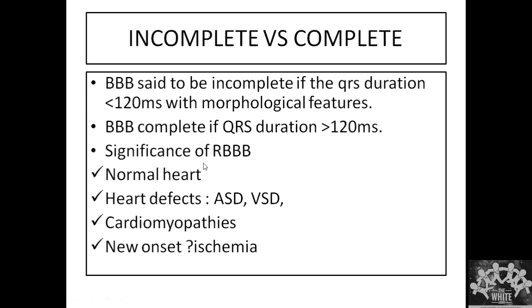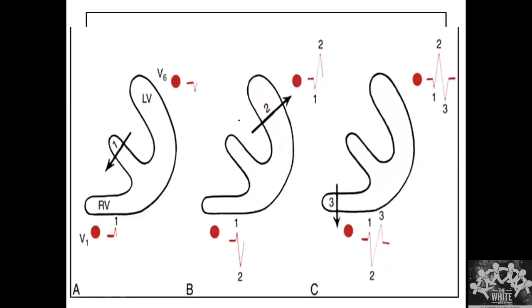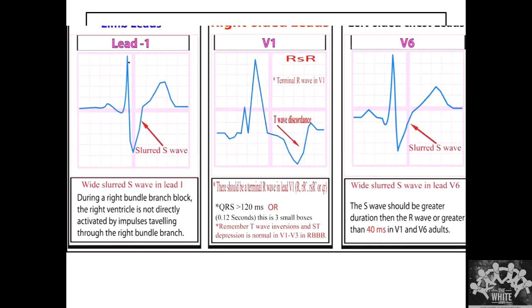Let's say a patient had a previous ECG that was completely normal, PQRST, and now the patient is coming with some chest pain or some vague symptoms, and suddenly you see the ECG is showing RBBB. So a new onset of RBBB is also ischemic. You think of it as ischemia.